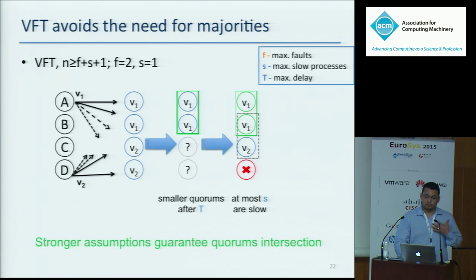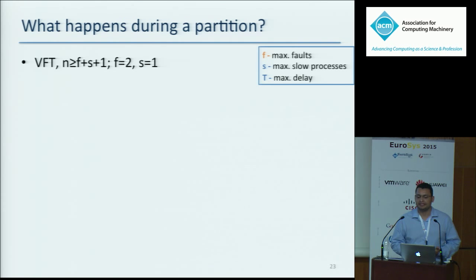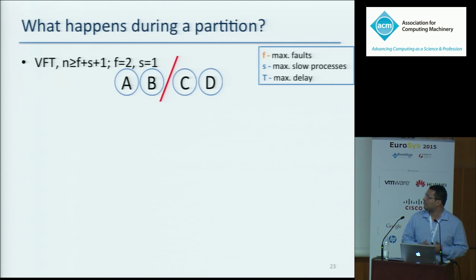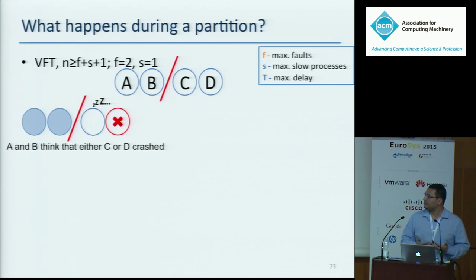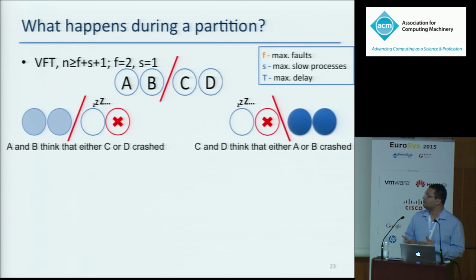But what would happen if we have a partition? Well, when these assumptions are not met, perhaps safety might be at stake, but we extended the model to address this scenario. When we have a partition, A and B could be on one side of the partition and C and D on the other side. A and B may think that at most one process is slow and the other one must have crashed, and then they can make progress with only 2 replicas. At the same time, C and D may think the same thing.